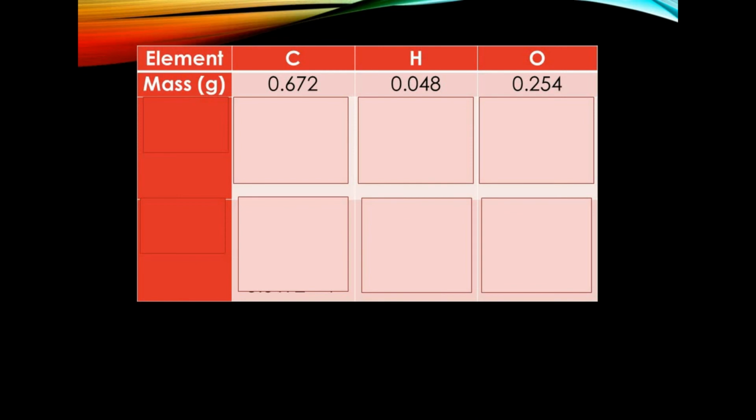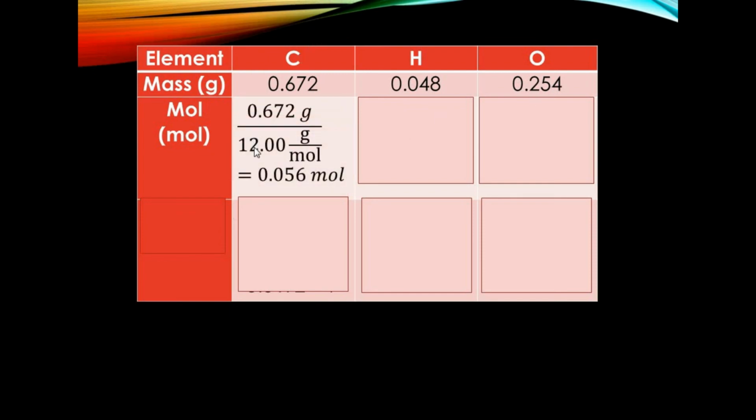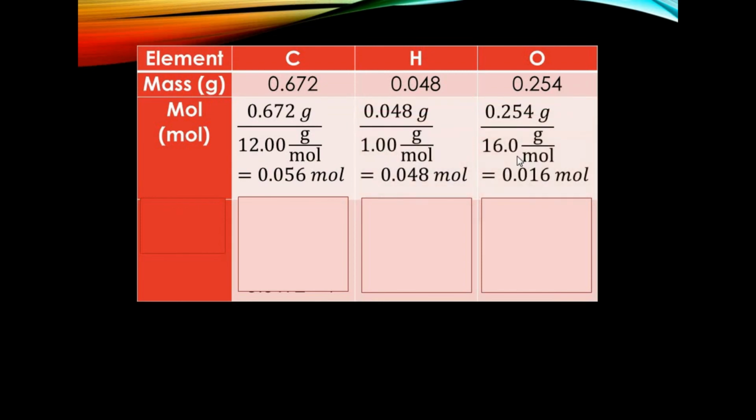And the next, we draw a table with headings element: carbon, hydrogen and oxygen. Mass of carbon is 0.672, hydrogen 0.048 gram, oxygen 0.254 gram. Mole is mass divided by molar mass. For carbon, divided by 12. Hydrogen, we divide by 1 gram per mole. Oxygen divided by 16 gram. Okay, so we can see the mole of carbon is 0.056, hydrogen 0.048 and oxygen is 0.016.